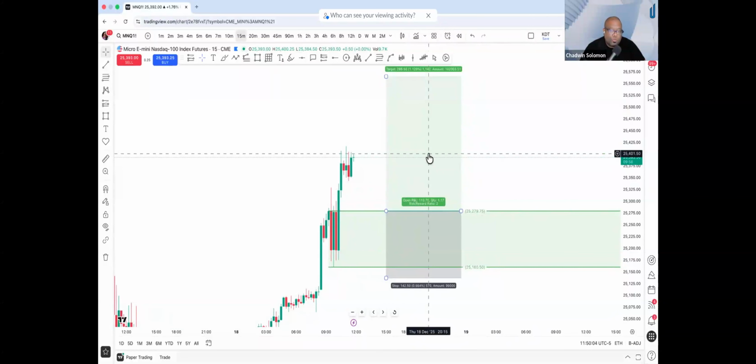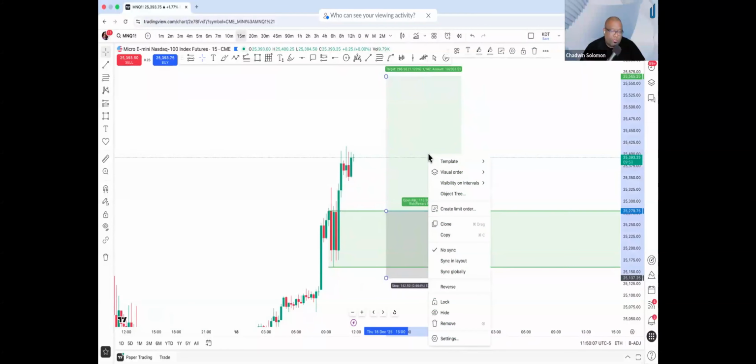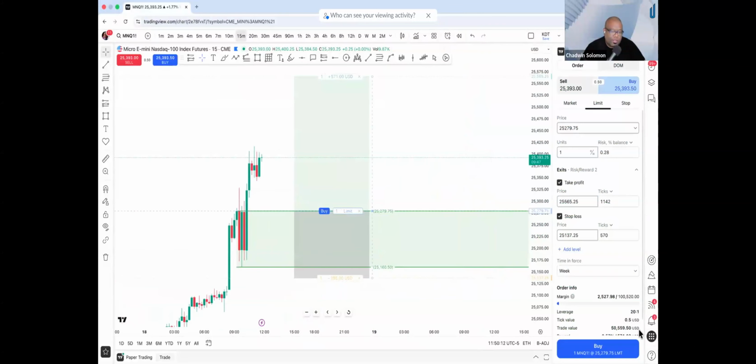I can now do one of two things. I prefer to right click on this tool and then create a limit order. Now, if you look at the tool itself, can you all see here there's a dollar value at the bottom?